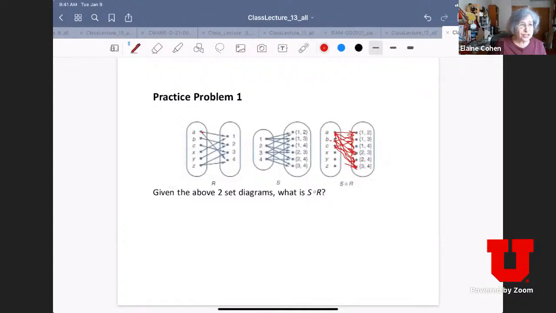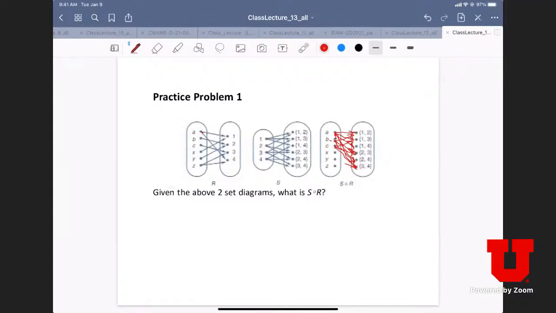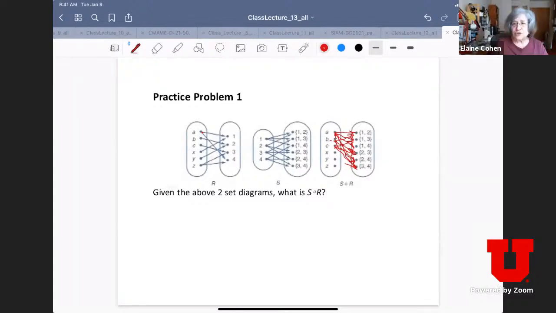Are there any questions? Dane? Yeah, I'm wondering if you can compose two relations to make a function, even if the first relation is not itself a function? That's a good question. Maybe.